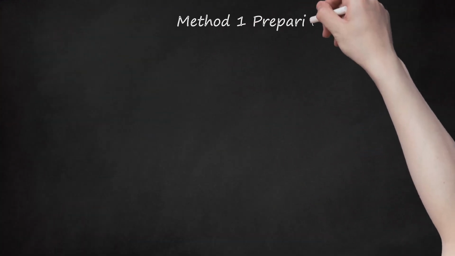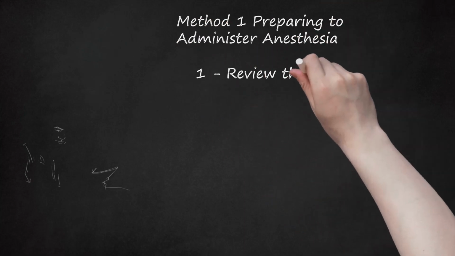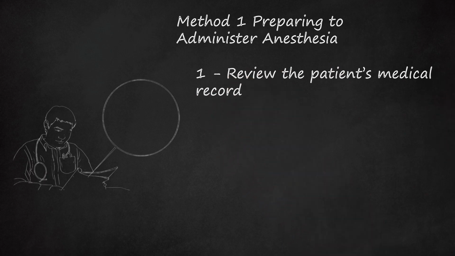Method 1. Preparing to administer anesthesia. 1. Review the patient's medical record. Before administering anesthesia, the anesthesiologist will review the patient's medical record. This review process helps to ensure that the medications the patient receives are the safest and most effective for each patient.